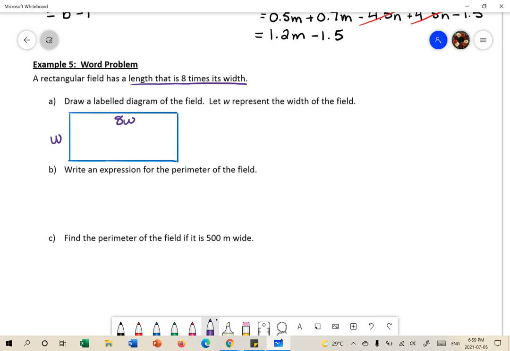Write an expression for the perimeter of the field. So we know that the perimeter is equal to all the side lengths added together. So instead of writing length plus width plus width, I'm going to write length as 8W. So 8W plus 8W plus width plus width. And these are all like terms. 8W, 8W, W, and W are all like. So I can simplify that. 8 plus 8 plus 1 plus 1 is 18W.